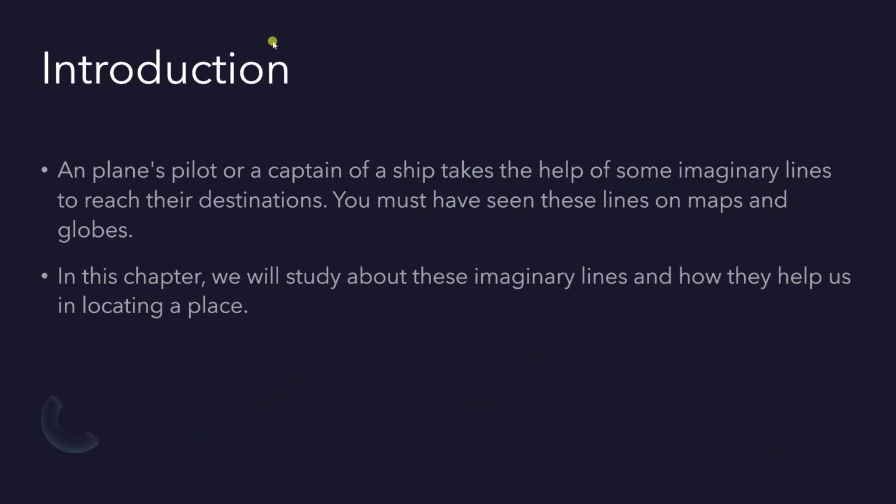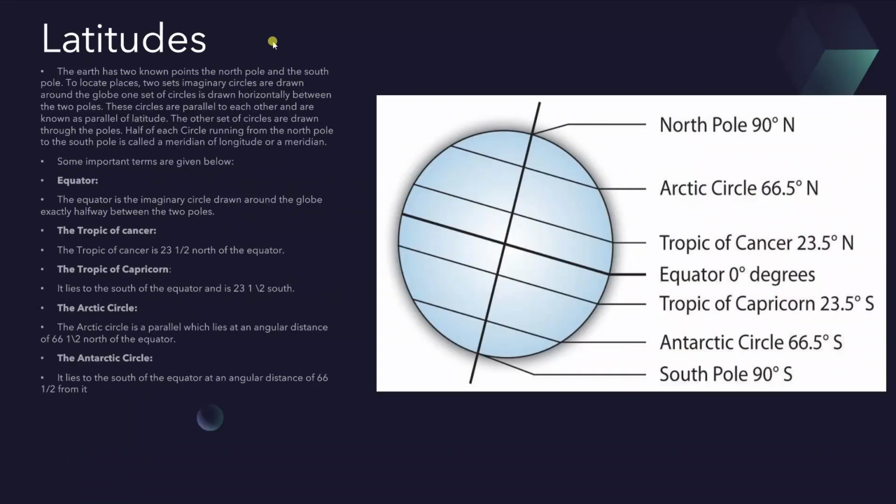Introduction. A plane's pilot or a captain of a ship takes the help of some imaginary lines to reach their destination. You must have seen these lines on maps and globes. In this chapter, we will study about these imaginary lines and how they help us in locating a place.